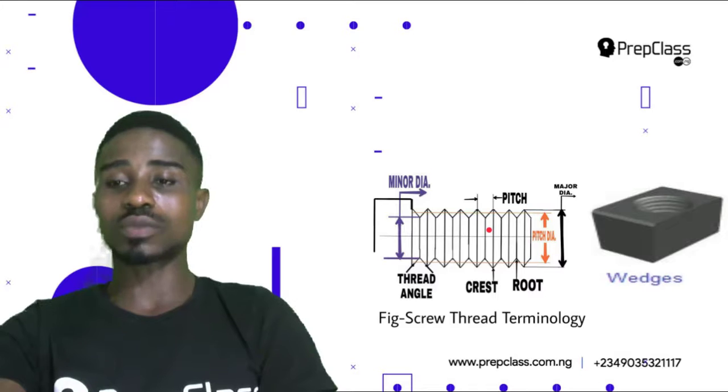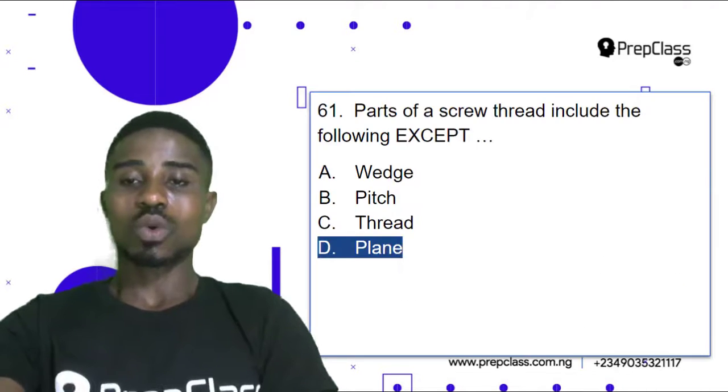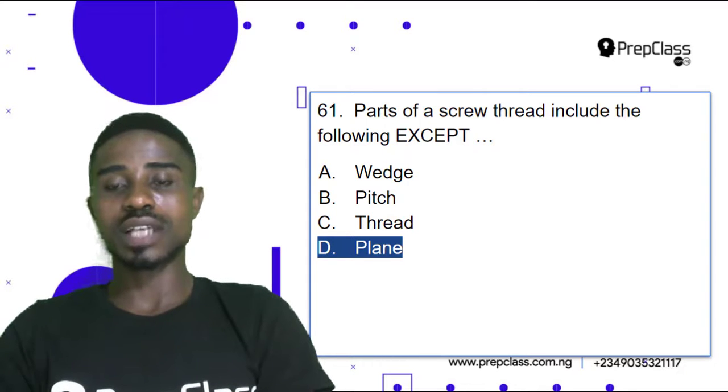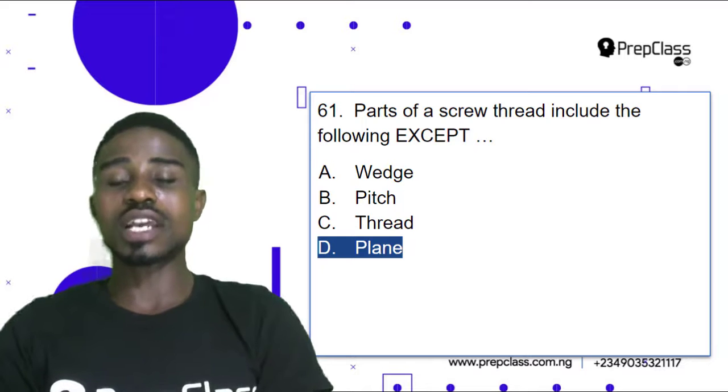So our correct answer would be plane. Let's check it out. Question 61, option D, plane, is our correct answer. Let's look at the next question.